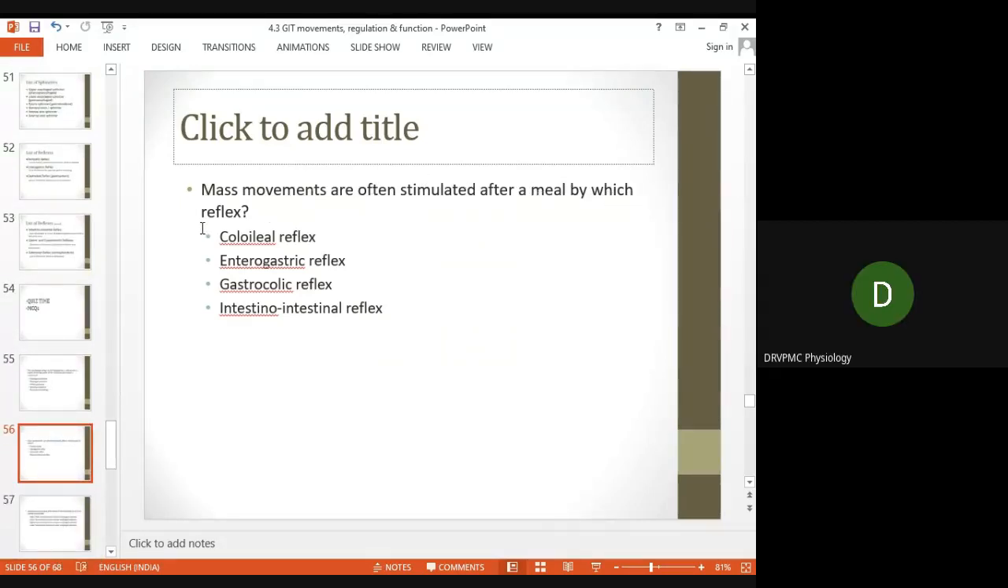Mass movements are often stimulated after a meal. By which reflex? Coloileal reflex, enterogastric reflex, gastrocolic reflex, intestinal reflex. What is the answer? Ma'am, gastrocolic reflex. Gastrocolic. This we have discussed today.